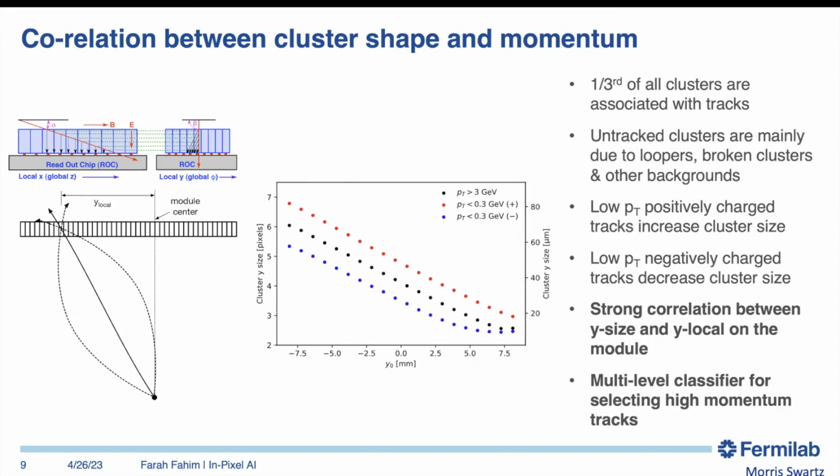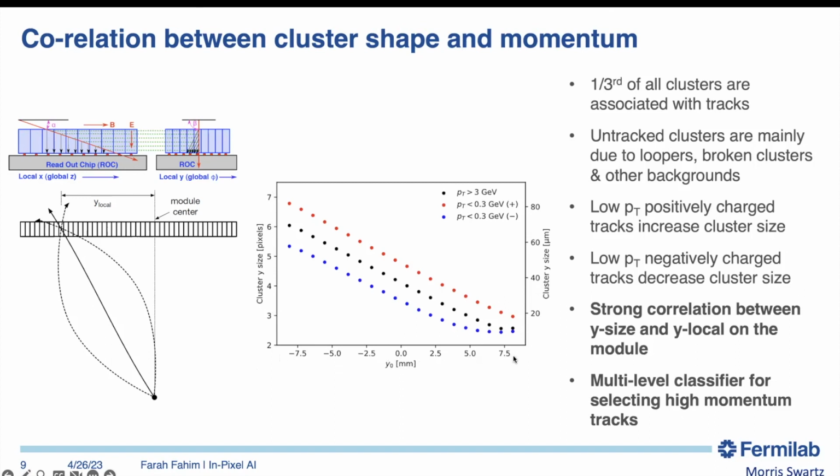And basically what we see is that low momentum positively charged tracks increase cluster size. So here you can see this is a low momentum track, right? As in how it goes through the detector. You can see it's spread across several different pixels. Low momentum, negatively charged tracks decrease the cluster size. So on the other hand, these tracks which are negatively charged, here you can see there's only like a single pixel that is hit.